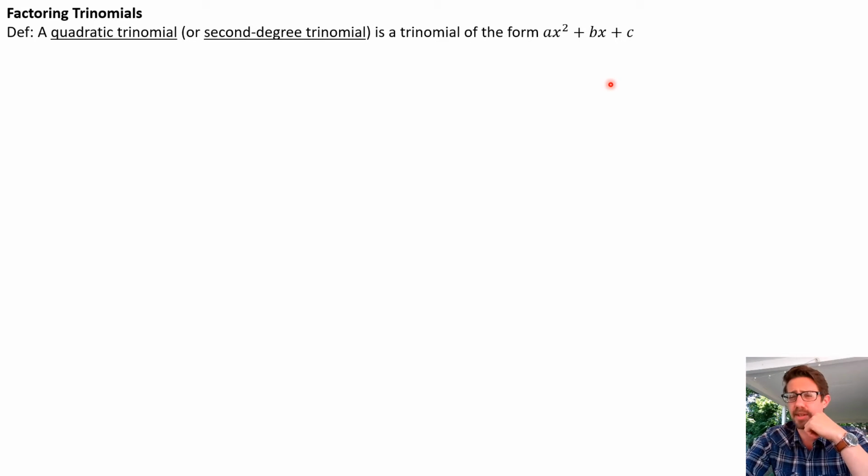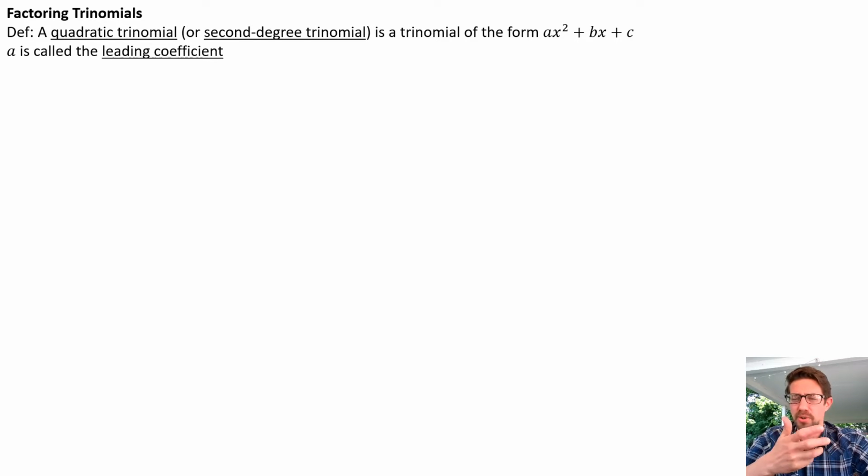So there's all different types of these. We're going to start with the ones where A is just 1, the most common type that you're used to seeing. And so we have some more vocab. A is called the leading coefficient, and it's important. So everything we're going to see today, the leading coefficient is just going to be 1.